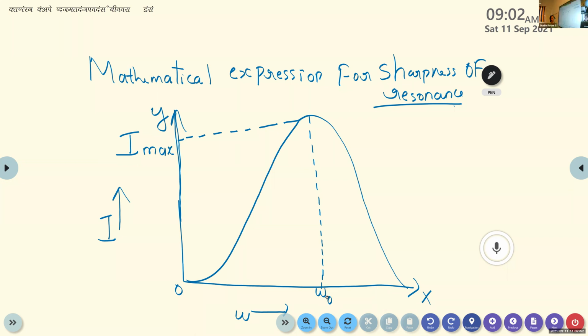In order to derive the mathematical expression for resonance, here we consider the graph of the LCR circuit under the resonance condition, that is, XL is equal to XC. We get a maximum value of the current, represented by I max. The frequency corresponding to this maximum value of current is known as resonant frequency. It is taken as omega 0.